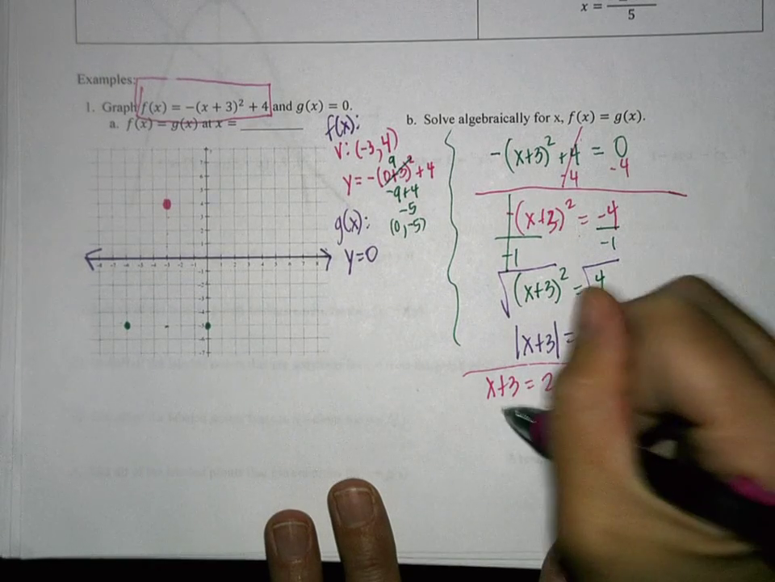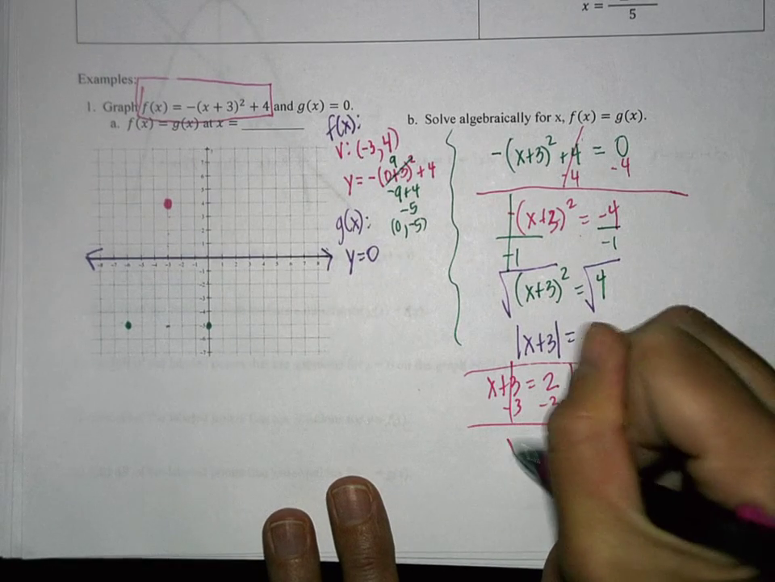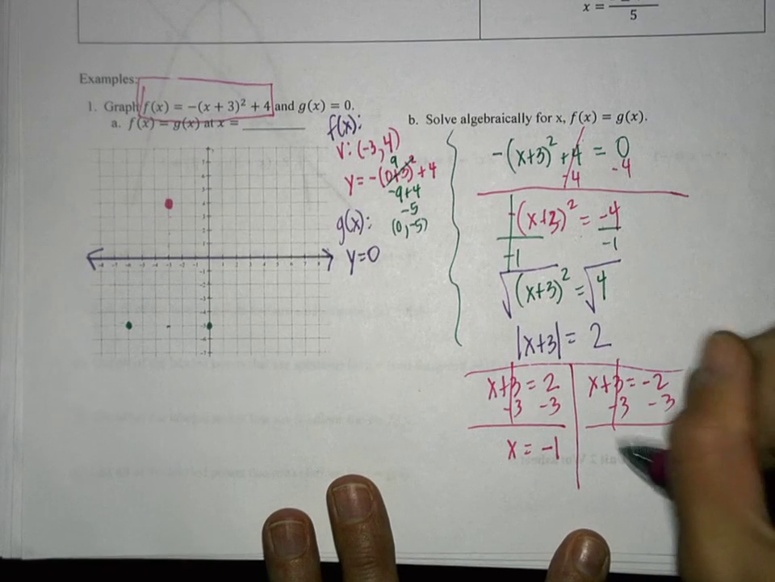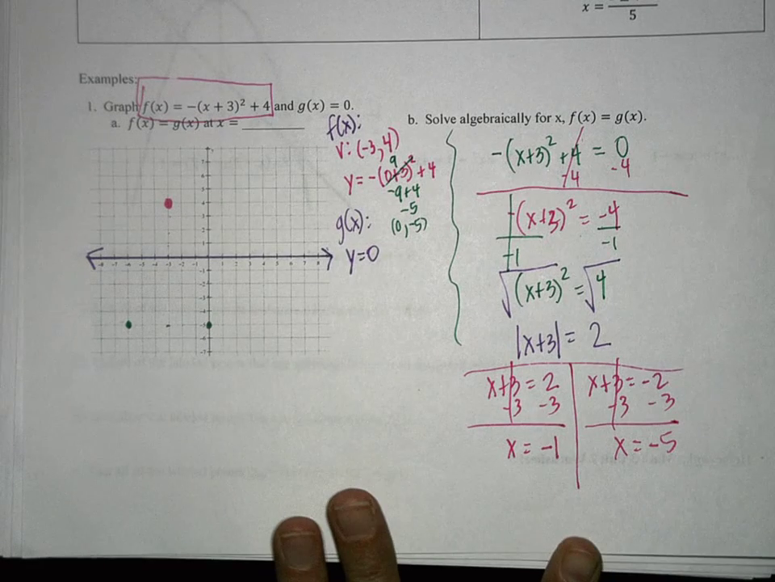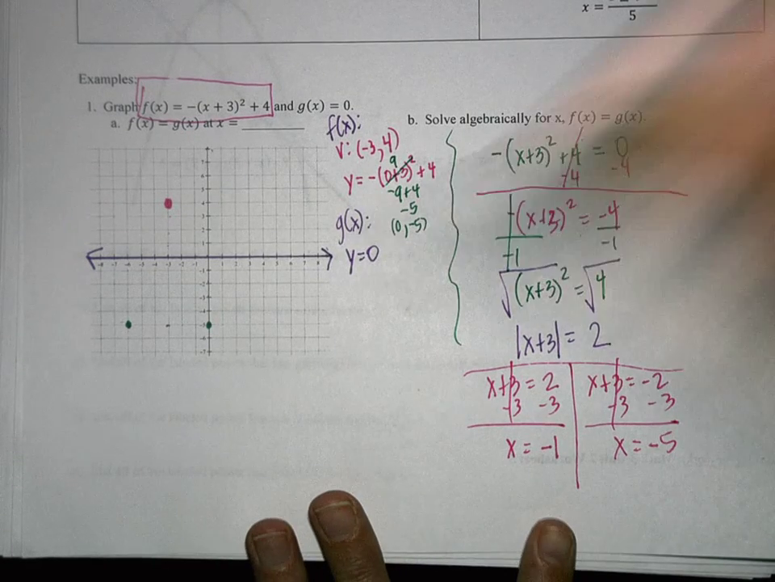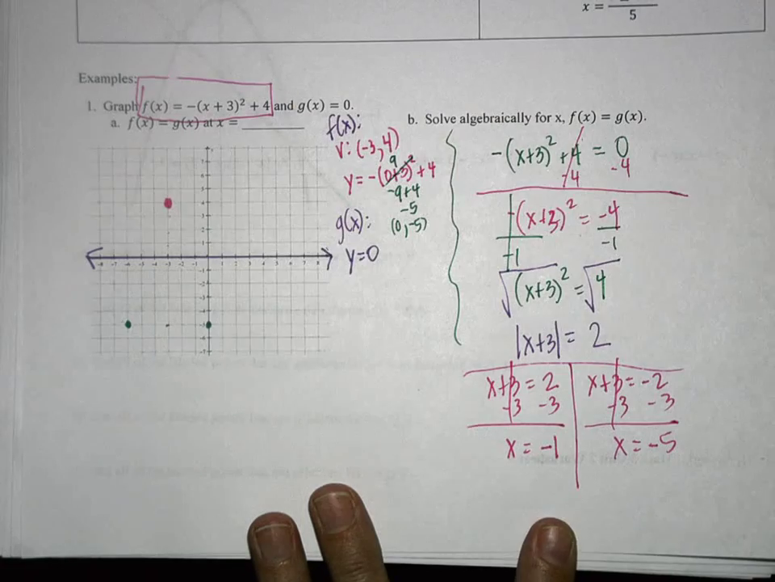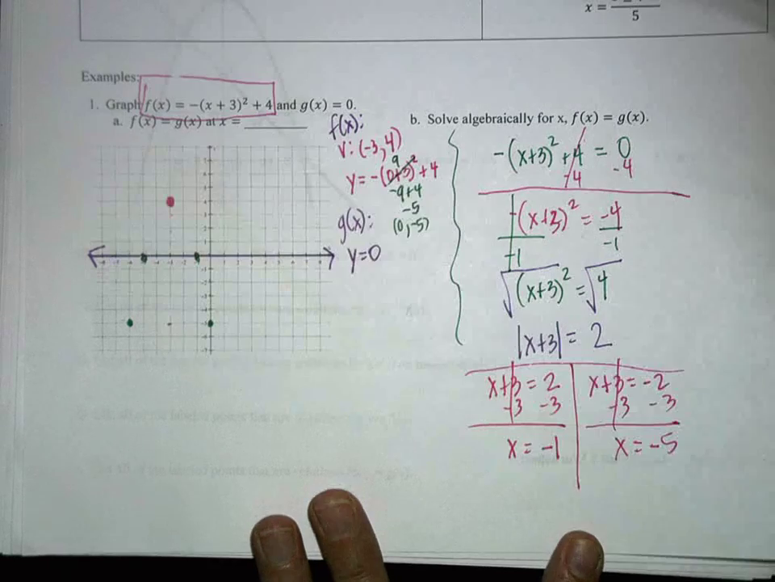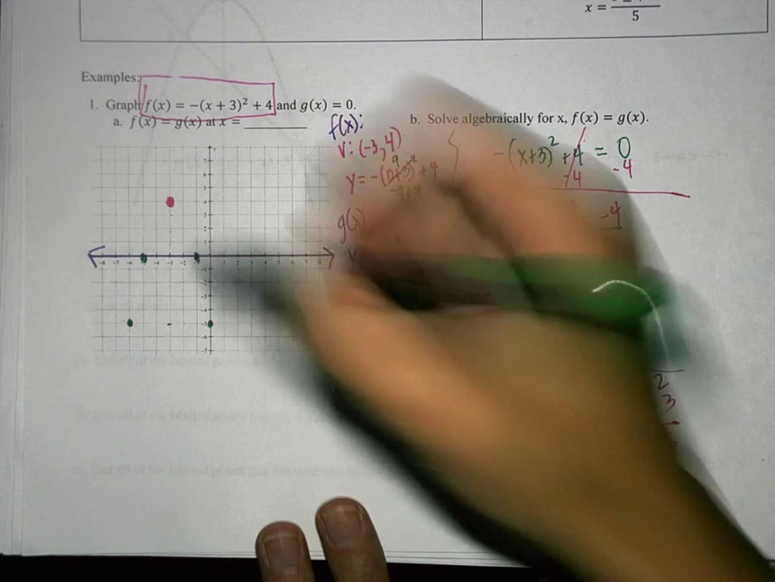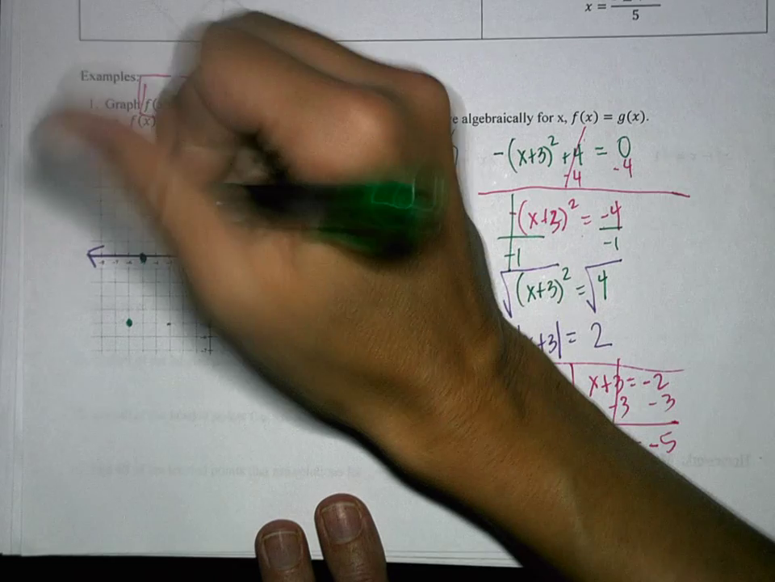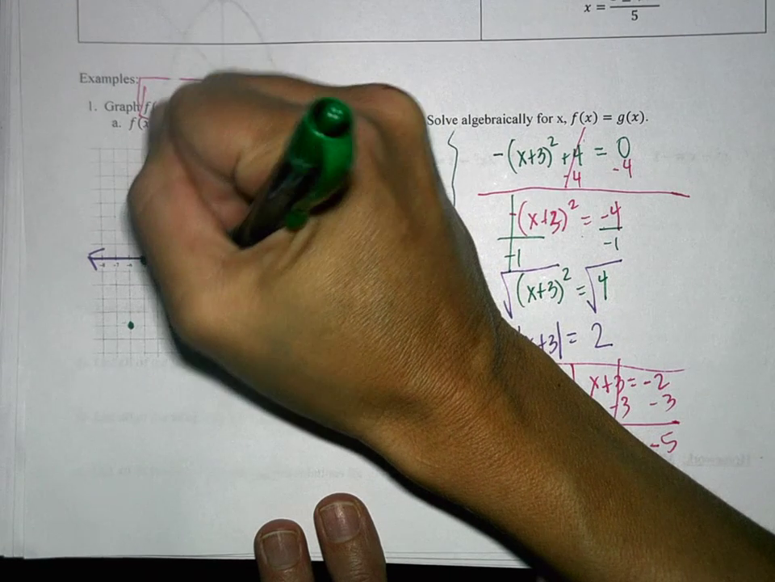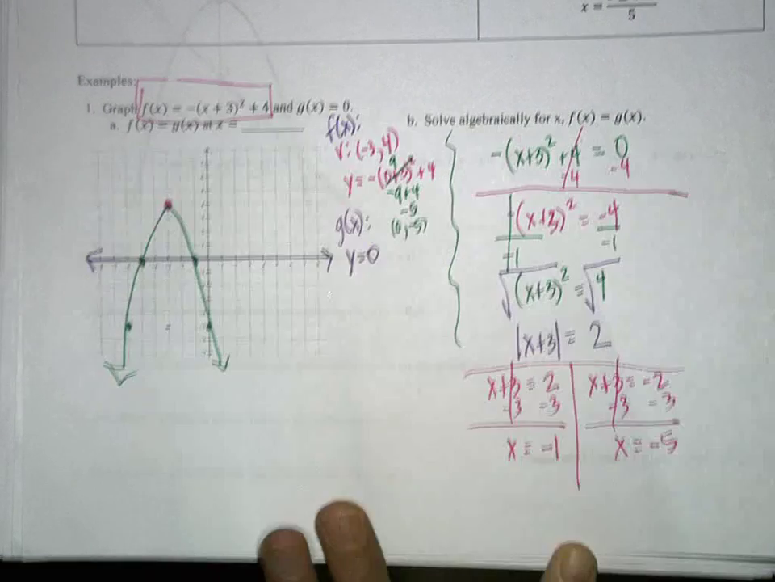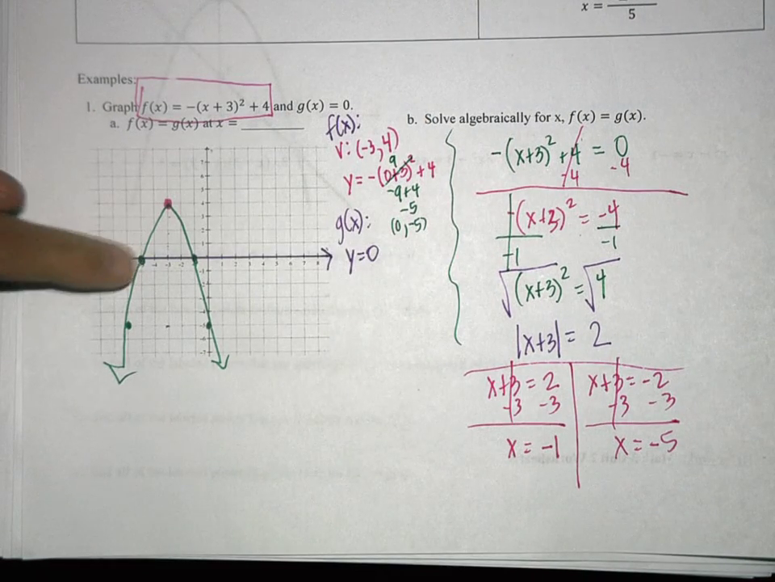And we solve. Here I subtract 3 to both sides. X equals negative 1. Here I subtract 3 to both sides, and x equals negative 5. And so what's happening is that this quadratic is crossing at x equals negative 1 and at x equals negative 5. So if I had plugged a negative 1 in here, we would have gotten 0.